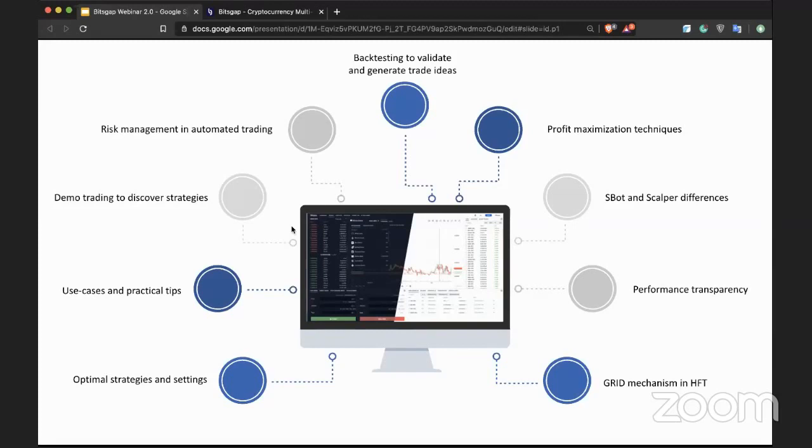Secondly, no, actually, it's not the second one. It's already the sixth point. Yeah, it's profit maximization techniques used in automated trading on the upside and on the sideways markets.